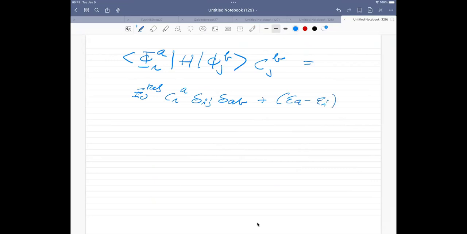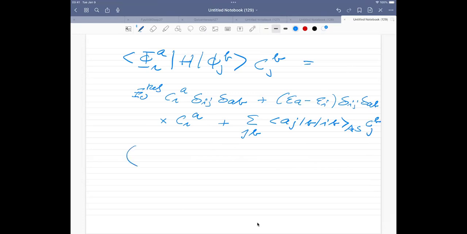You can put these as Hartree-Fock states, but let's leave them unspecified. So delta AB multiplied with C_IA plus a sum over JB. And then we have the matrix elements AJ, B, IB, anti-symmetrized, multiplied with C_JB.